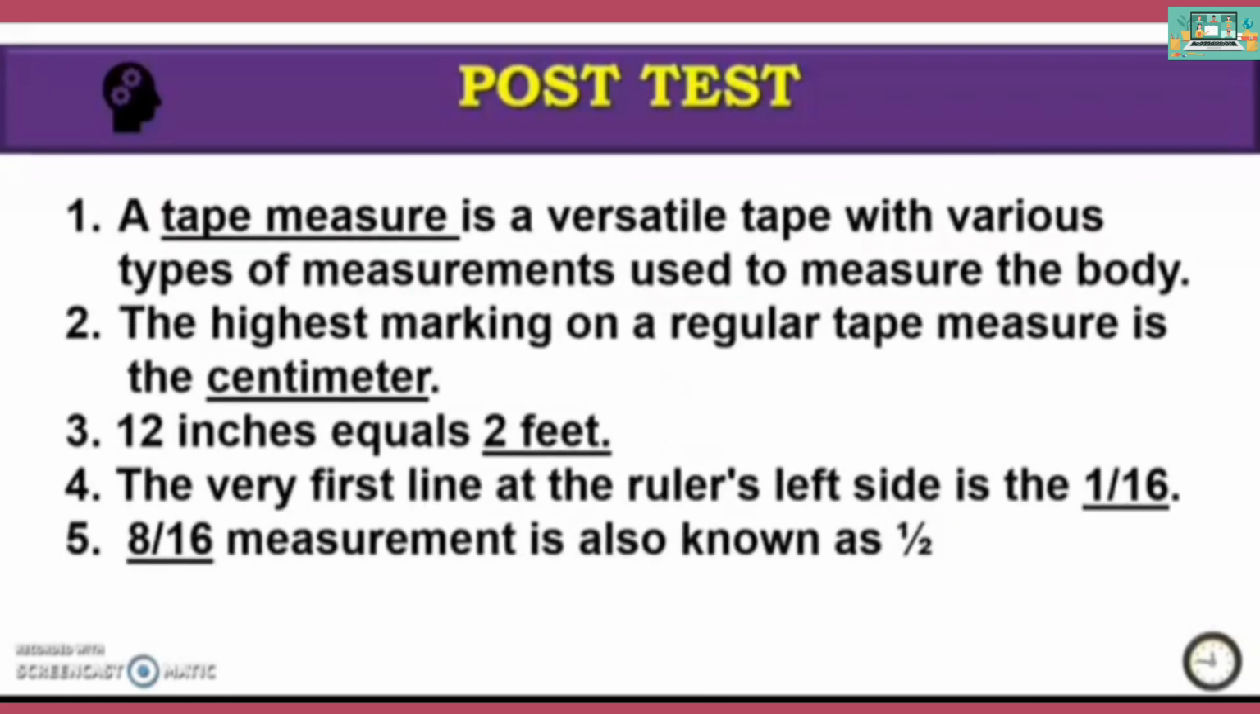Number 1. A tape measure is a versatile tape with various types of measurements used to measure the body. Number 2. The highest marking on a regular tape measure is the centimeter. Number 3. 12 inches equals 2 feet. Number 4. The very first line at the ruler's left side is the 1/16. And number 5. 8/16 measurement is also known as 1/2.